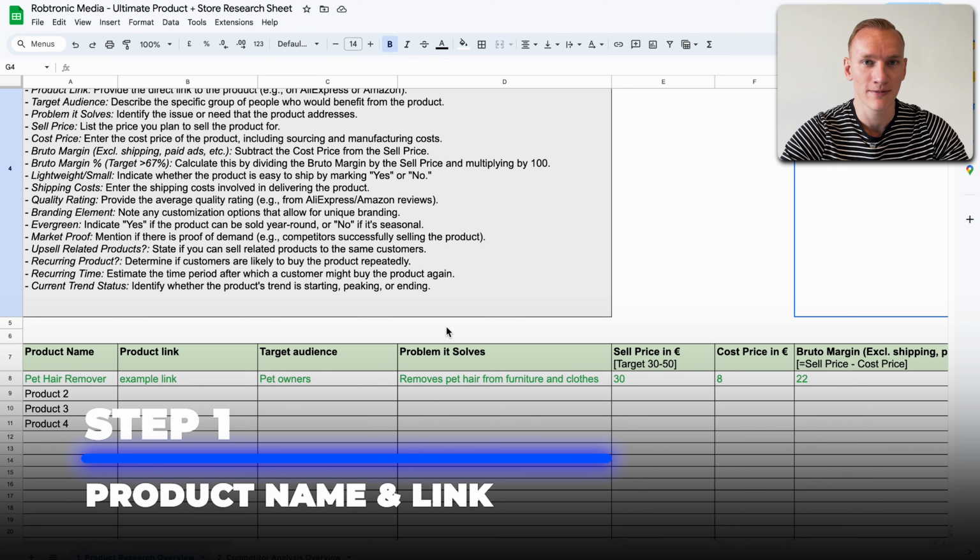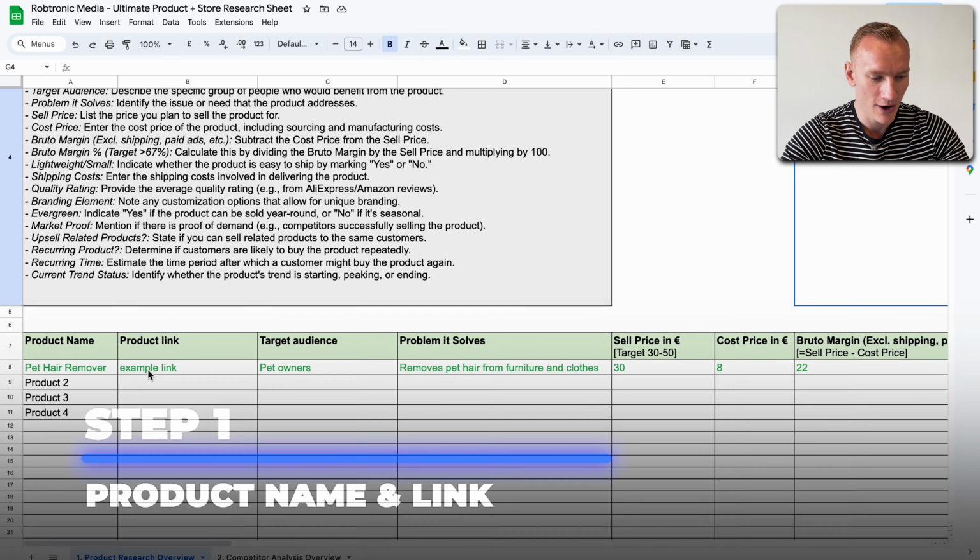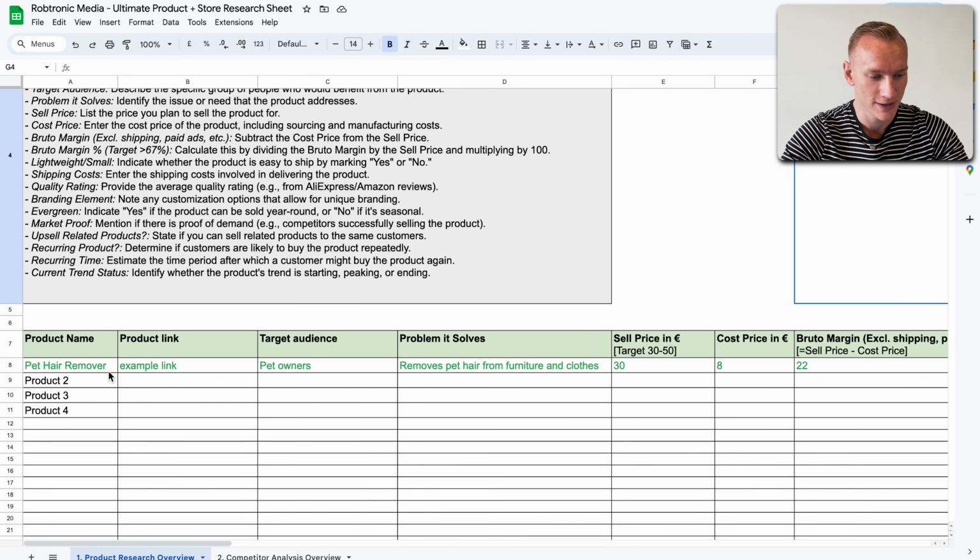So step number one is implementing the product name, right? I already implemented one product. So let's say, for example, product one is the pet hair remover. Then you implement the product link, for example, here. This can be an AliExpress, Alibaba, or a competitor link, or Amazon link. It doesn't really matter, or another marketplace. You just document the link right here to make sure it's backed up in case you want to do some more research later down the line.